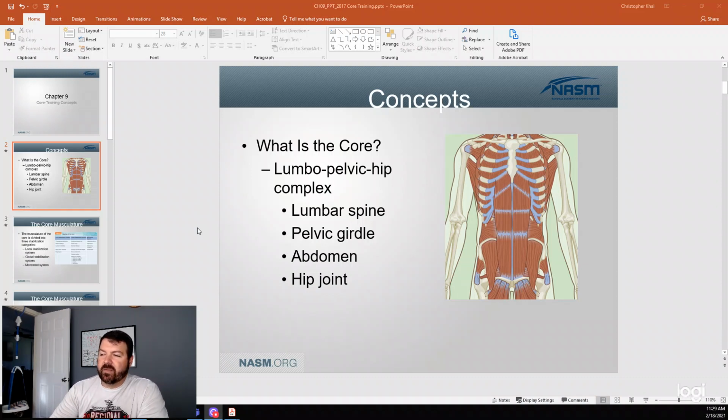Okay, so the lumbopelvic hip complex, LPHC, however I break it down. So it's your lumbar spine, your pelvic girdle, or your hips, your abdomen, and then your hip joint, and everything that plays a factor with that. And there's over 30 muscles that comprise all of this.